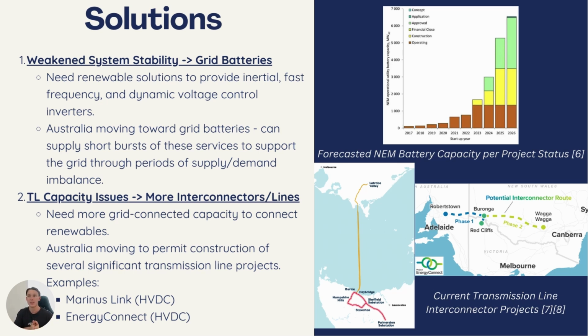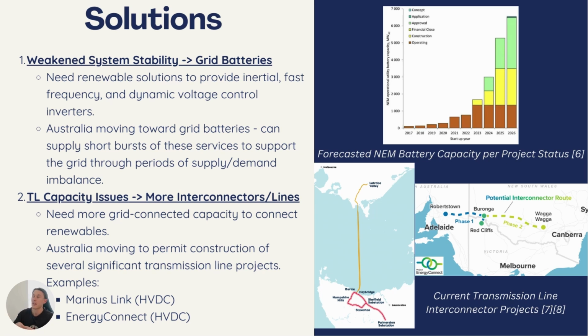So our second issue was transmission line capacity issues, which Australia has moved to solve through more interconnectors and transmission lines. As I spoke about in the problem section, we essentially need more grid connected capacity to connect our renewables. And Australia has moved to permit construction of several significant transmission line projects across the NEM. I've included two examples here, one being the Marinus Link and two being the Project Energy Connect.